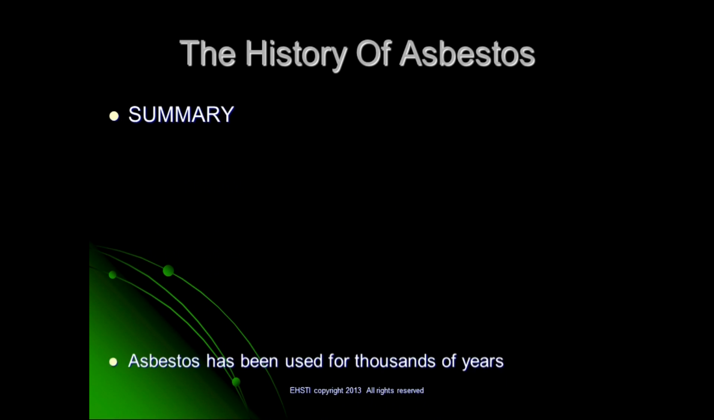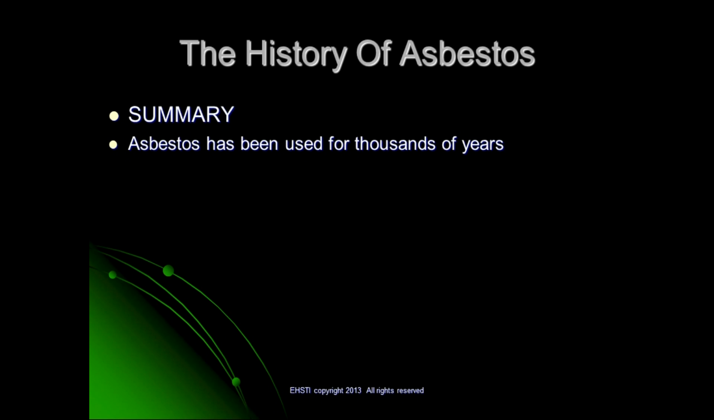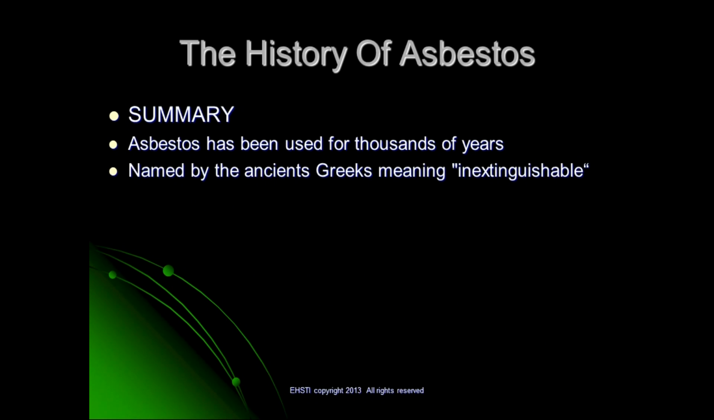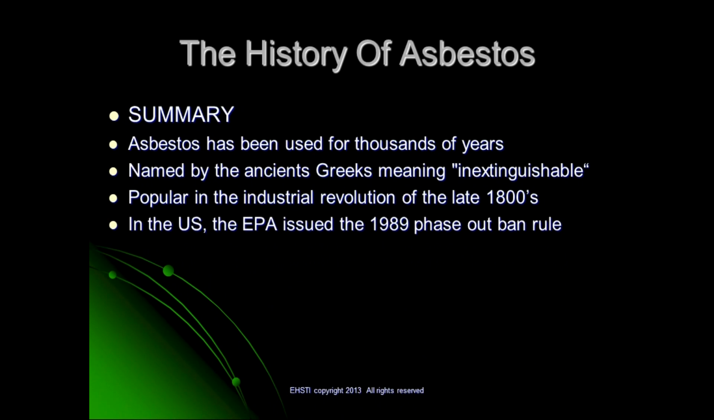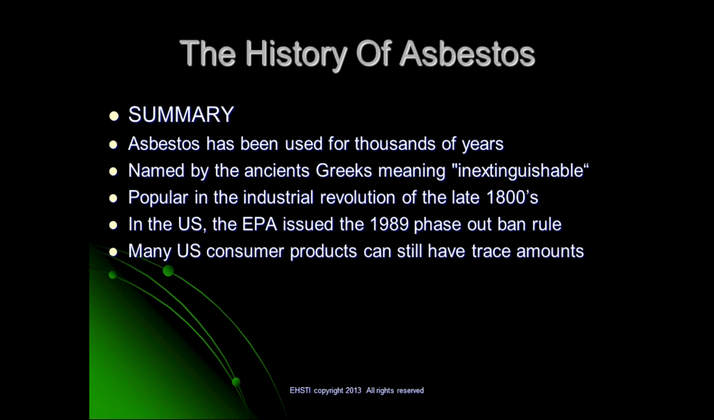To summarize, asbestos has been used for thousands of years, named by the ancient Greeks meaning inextinguishable, and popular in the Industrial Revolution of the late 1800s. The first official diagnosis of asbestosis was in 1924. The U.S. asbestos industry began in 1858. In the U.S., the EPA issued the 1989 Phase-Out Ban Rule. Many U.S. consumer products can still have trace amounts.